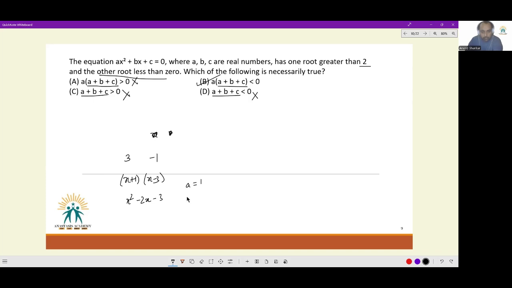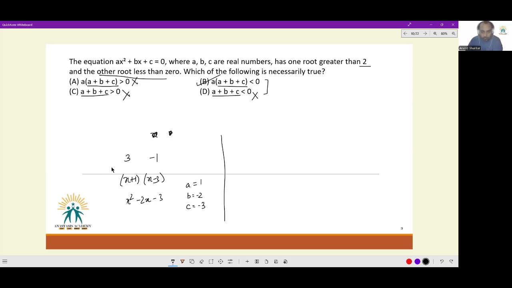So a will be equal to 1, b will be equal to minus 2, c will be equal to minus 3. So 1 minus 2 minus 3. The summation of this is less than 0. Option B and D would survive. At this time, option B and D would survive. Let us go for another case.